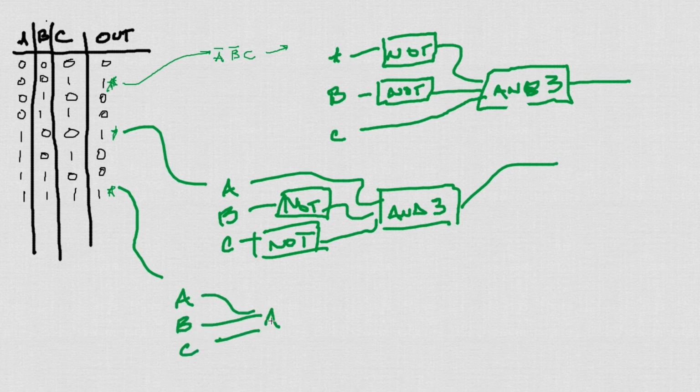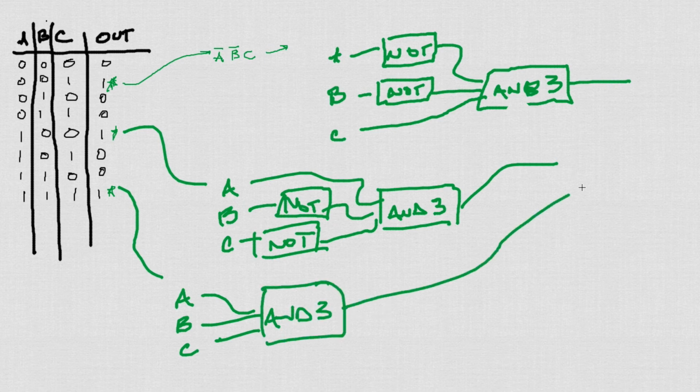Final step, OR them together. Because each of those subgates is completely specifying a possible case, run them straight through to an OR 3. And if you need to, build the OR 3. Hopefully that helps. Cheers.